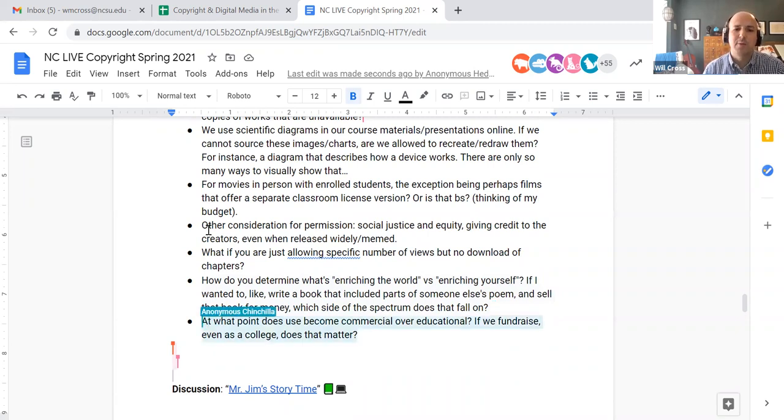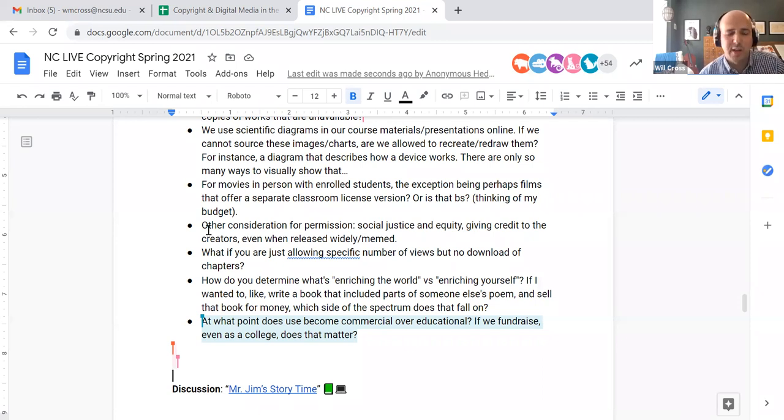At what point does use become commercial over educational? If we fundraise even as a college, does that matter? A lot of the laws are concerned with the status of the institution. So the section 110(1) face-to-face teaching exception specifically says nonprofit institutions. So it's not about the behavior, it's about the institution that's doing it. Fair use is not like that. Fair use is about the use, not the user, as we say.